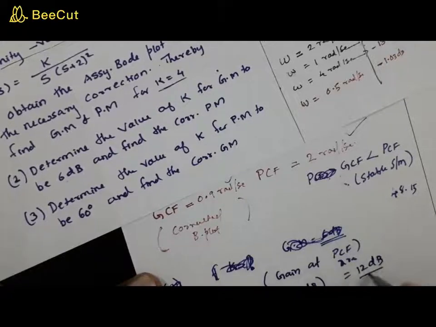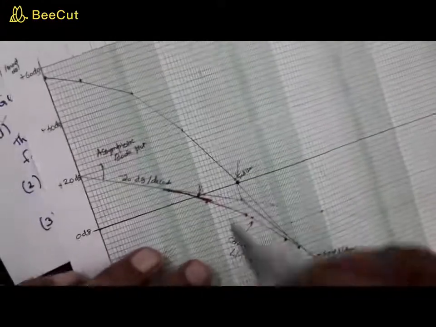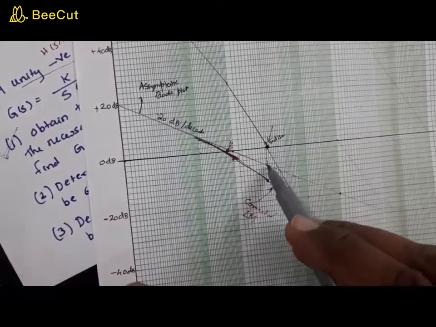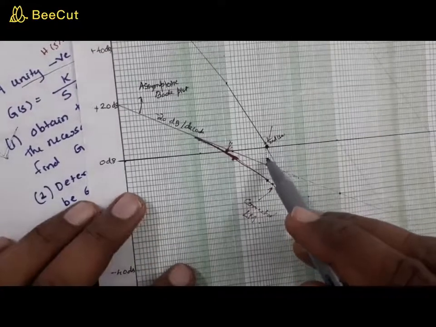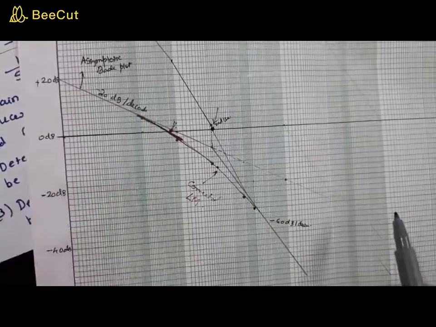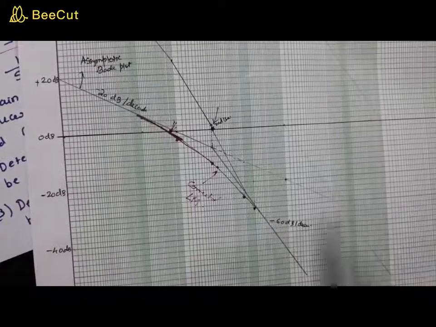Okay, so if you are not using the corrected graph, look at this, that also you can learn. If you are not using the corrected graph, what you are going to get is, see, 1, 2, 3, you will be getting 6 dB instead of 12 dB. So that's a significant change anyway. So that should not happen.